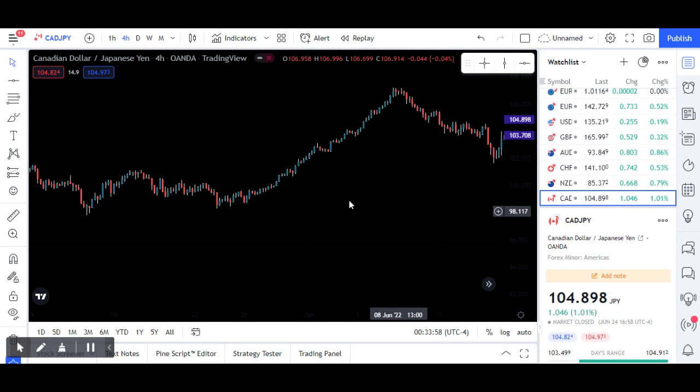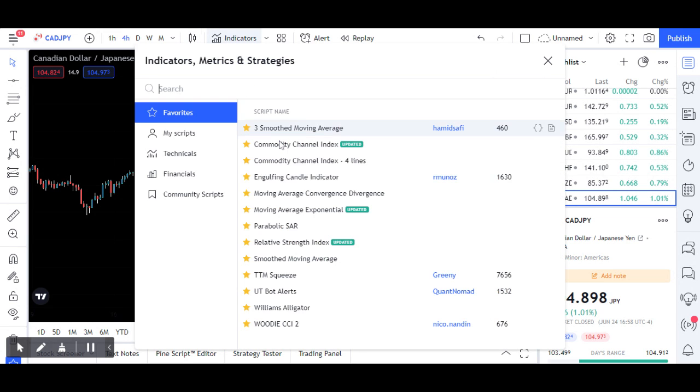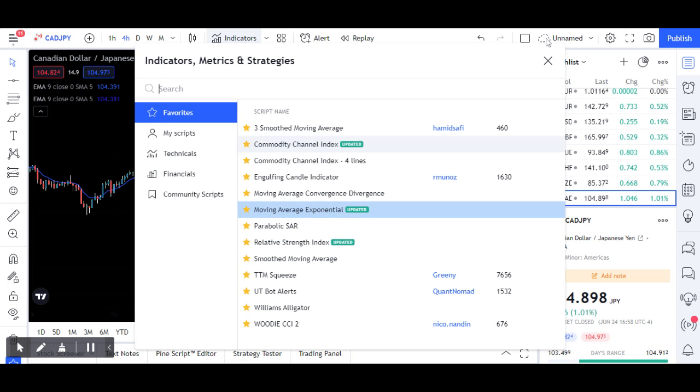Okay, so this is a trend following strategy, and it's a very simple one to follow. So, what you need firstly are two exponential moving averages. So, that's one over there, and that's two. So, we close that.